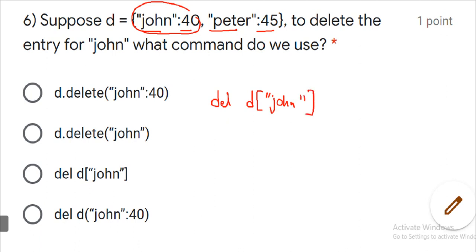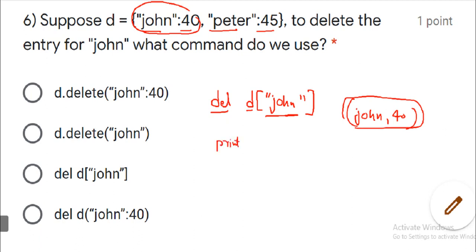So here you are saying del, that means you want to delete. From where? From the dictionary. What do you want to delete? With the help of the key, I want to delete the entire key-value pair. So immediately John, with the key John and the value 40, will be deleted from the dictionary. If you want to print D now, what will be printed? Only Peter colon 45 will be there, because John is already deleted.